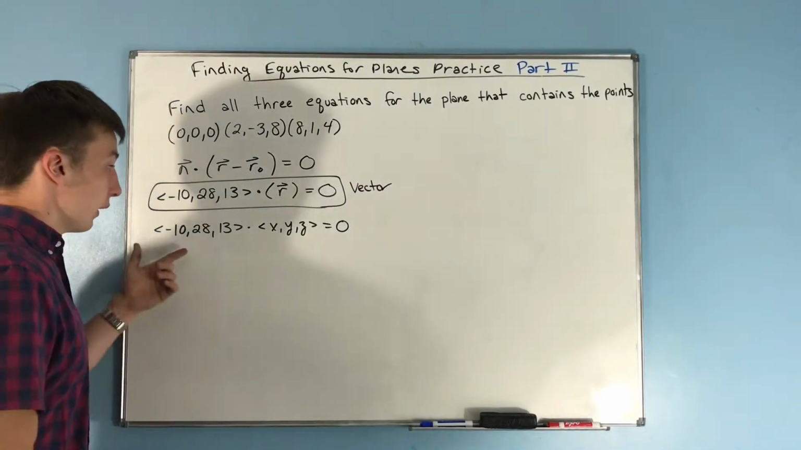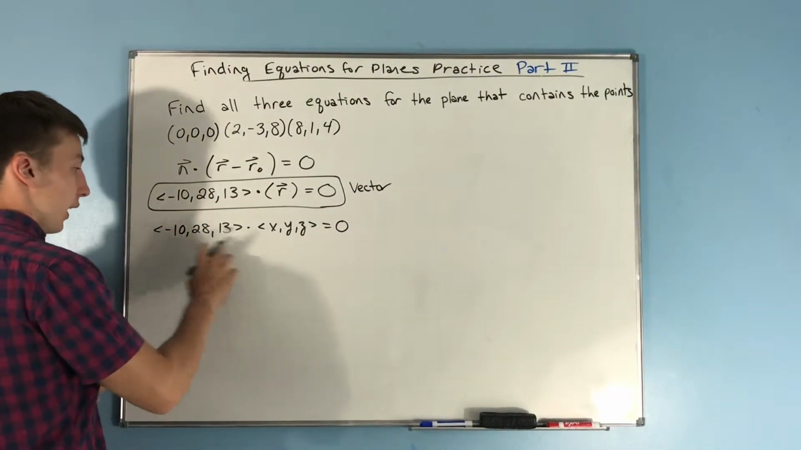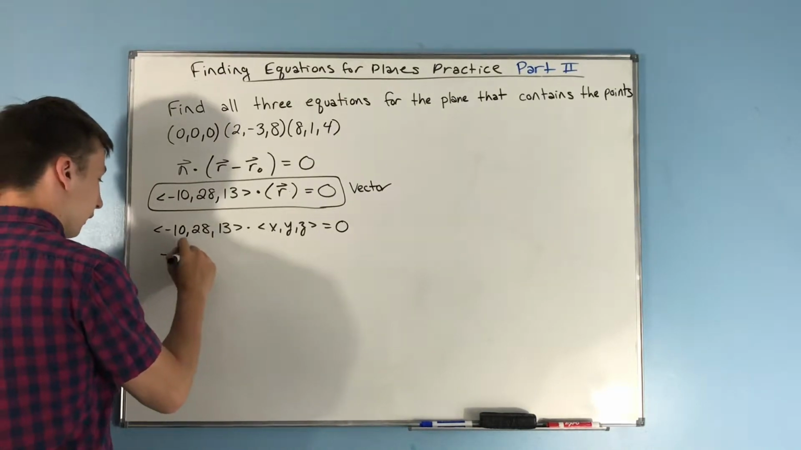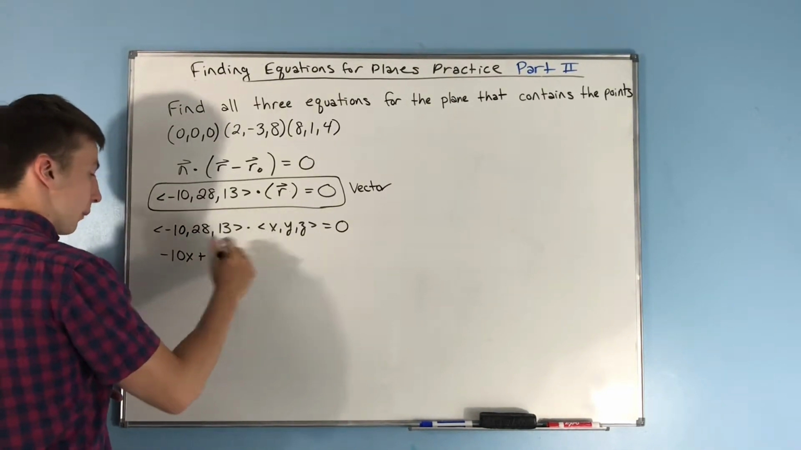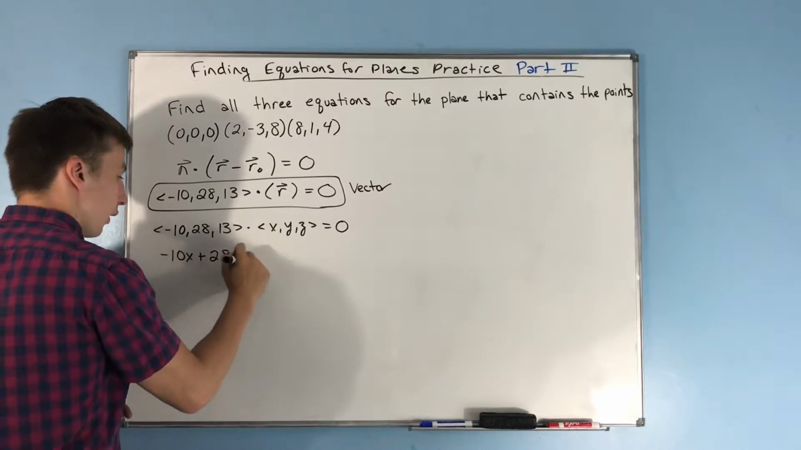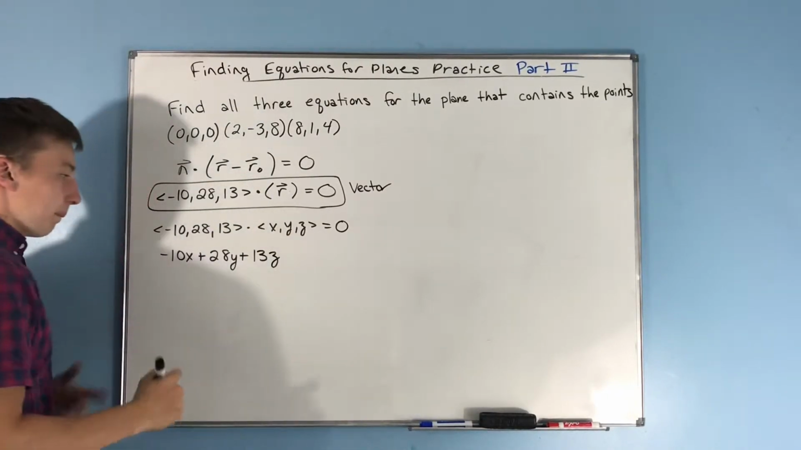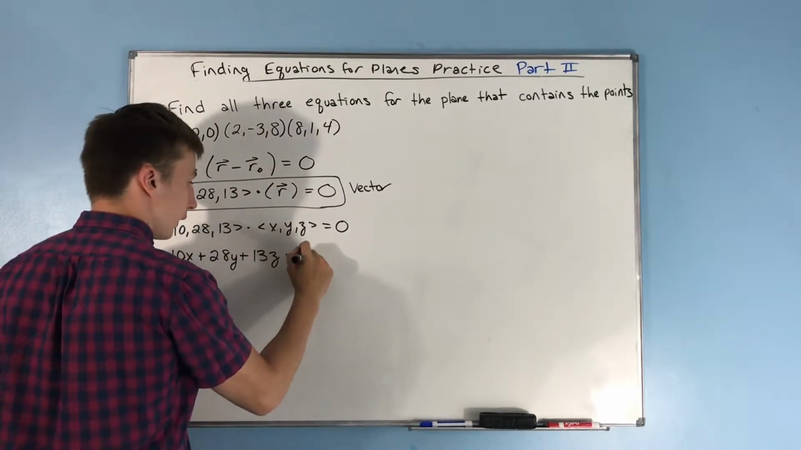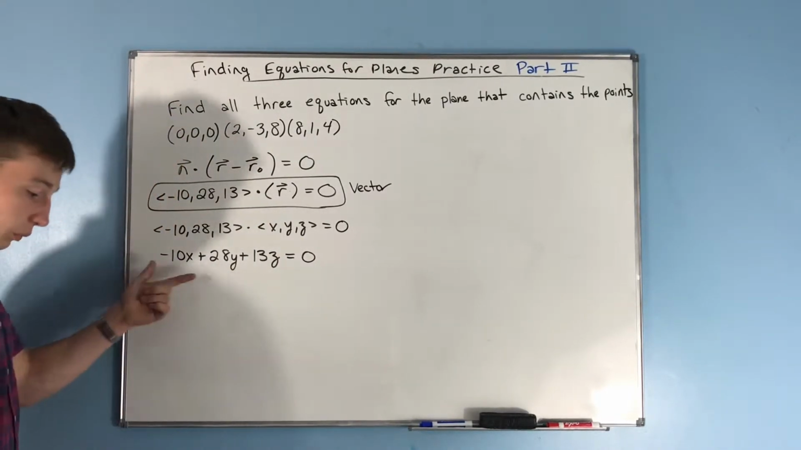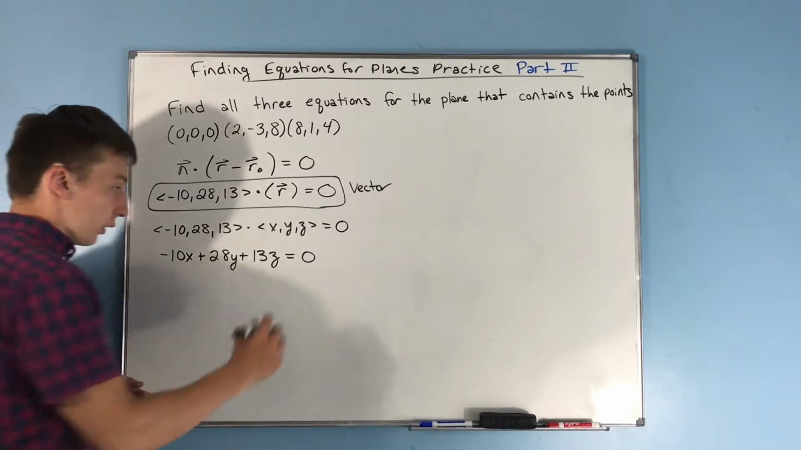When we start computing this dot product, we're going to get, well, you have a negative 10 times x, it's negative 10x. We're going to get plus 28 times y. We get plus 13 times z. That's going to be equal to 0. Right there, that is our scalar equation.